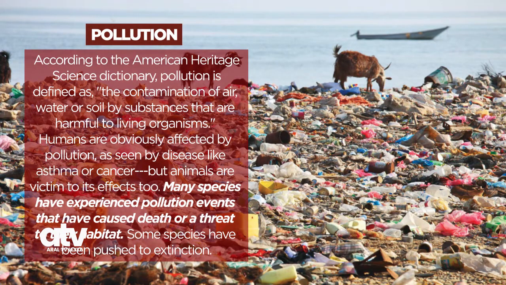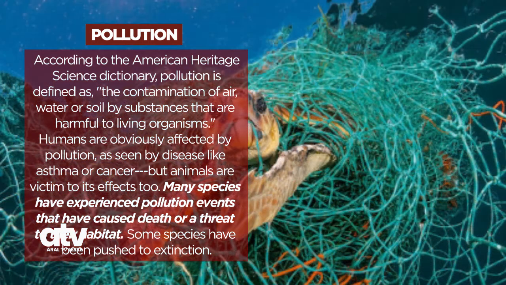Pollution. According to the American Heritage Science Dictionary, pollution is defined as the contamination of air, water, or soil by substances that are harmful to living organisms. Humans are obviously affected by pollution, as seen by diseases like asthma or cancer. But animals are victims to its effects too. Many species have experienced pollution events that have caused death or a threat to their habitat. Some species have been pushed to extinction.